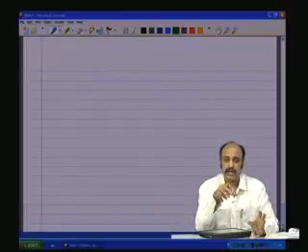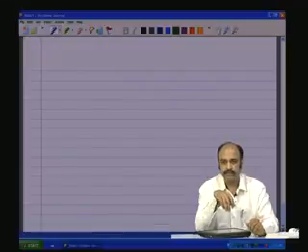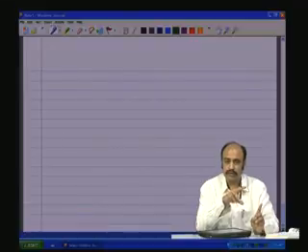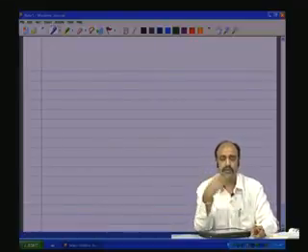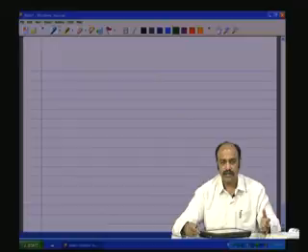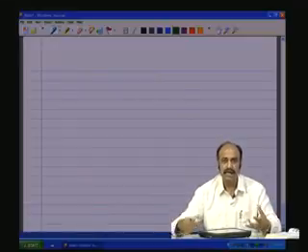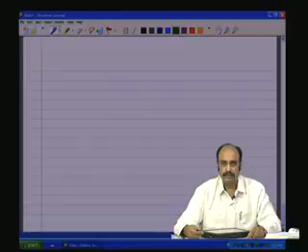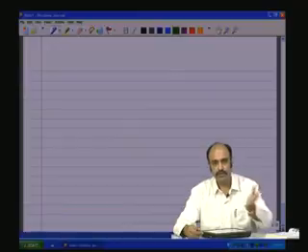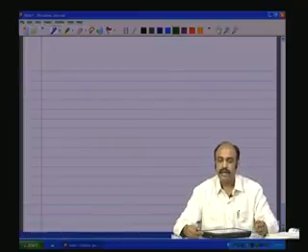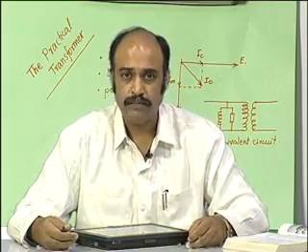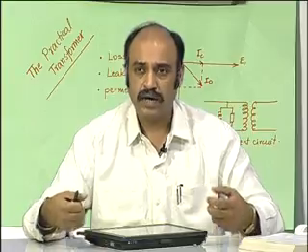The transformer has to be rated for the apparent power, even though only the active component of the power is what is given to the load. The reactive component again flows back, but still that component has to be handled by the transformer. The reactive component emanates from the primary side, goes through the transformer and also comes back to the primary side. It is regenerative, but the transformer has to handle that power.